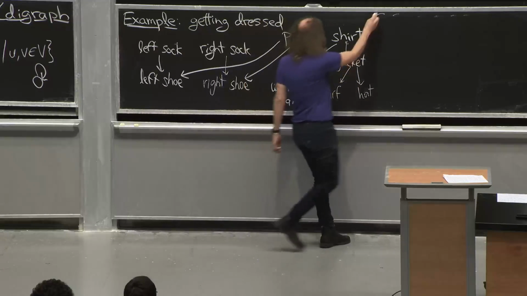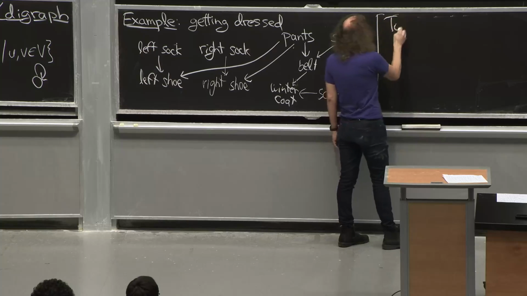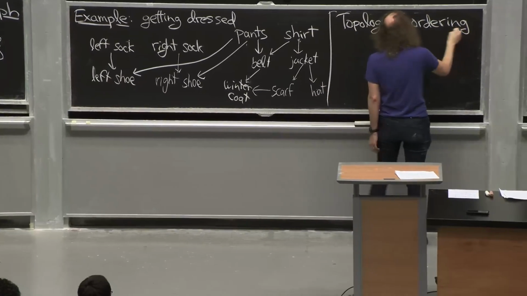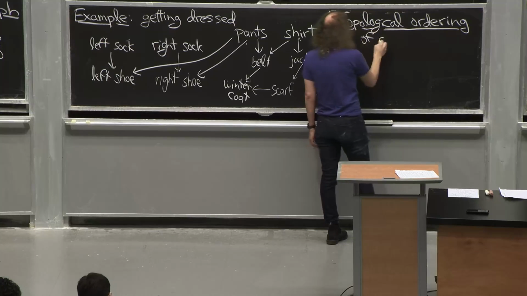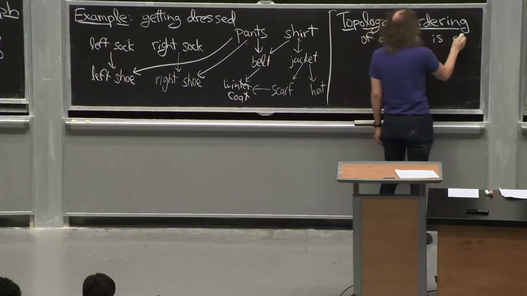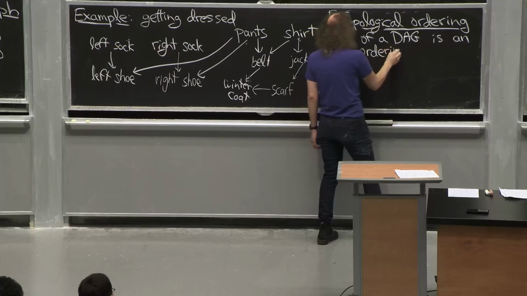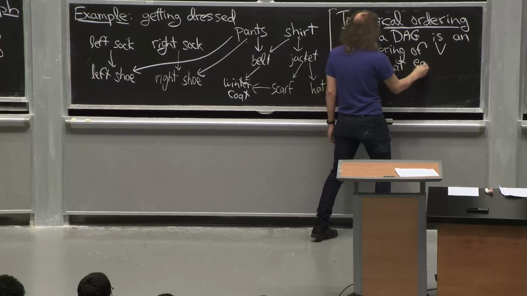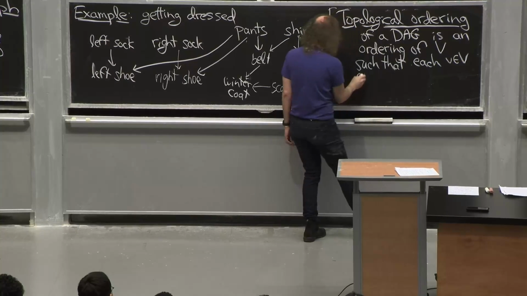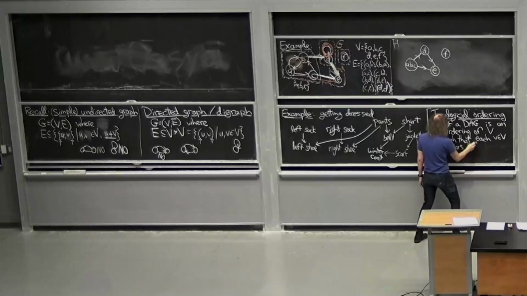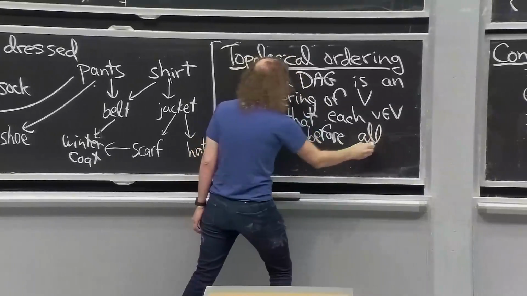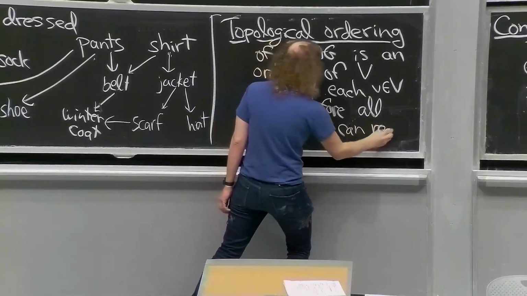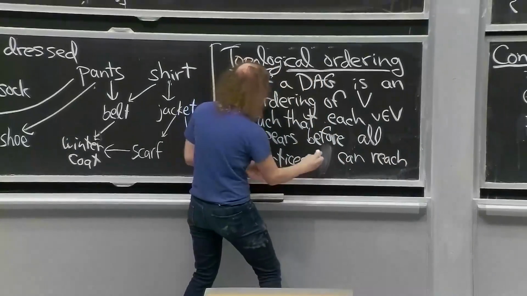And now let's define a notion of topological ordering. A topological ordering of a DAG is an ordering of all the vertices such that each vertex appears before all vertices it can reach. So I'll call it V here.